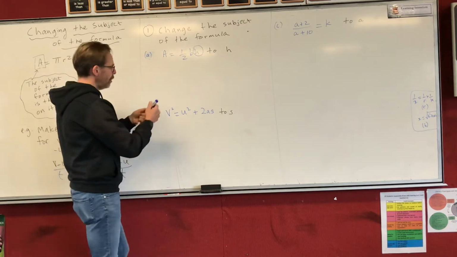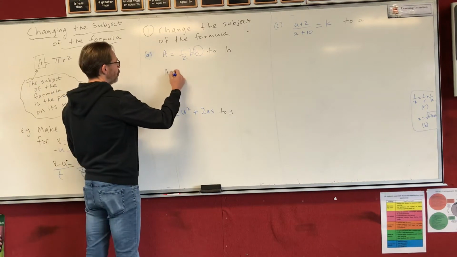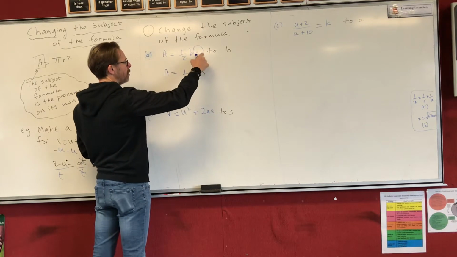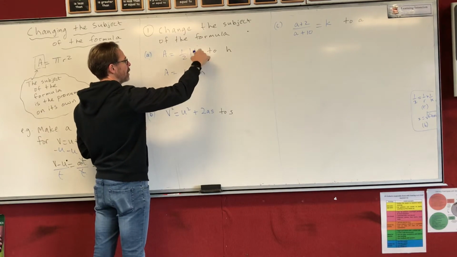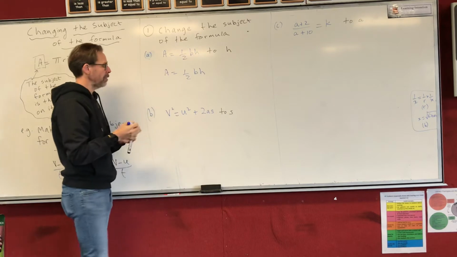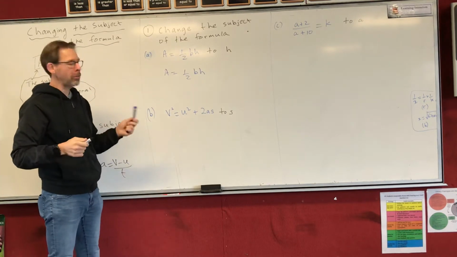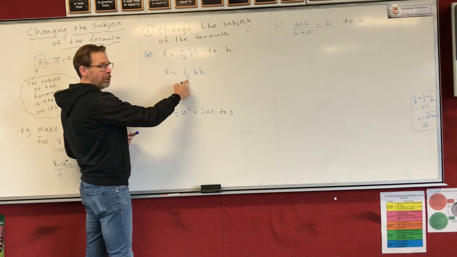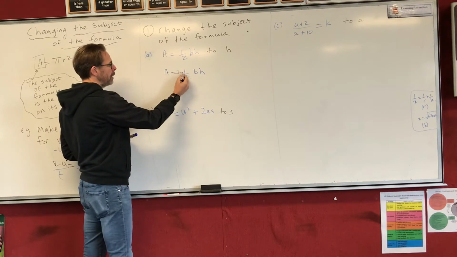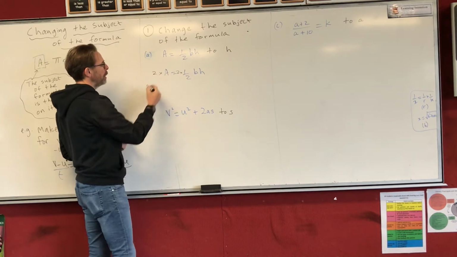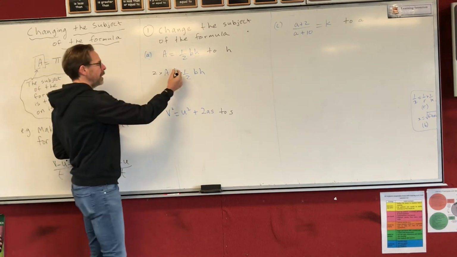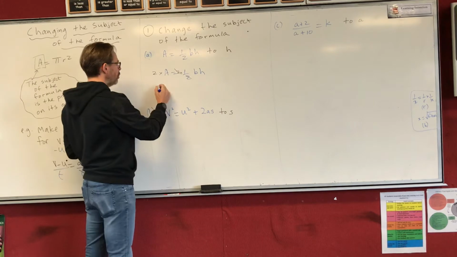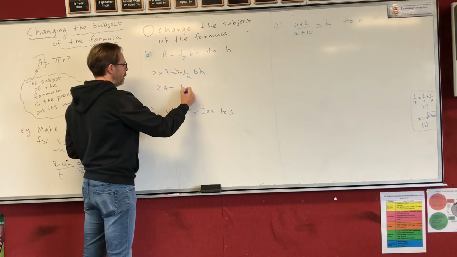Alright, now for this question, I'm just going to write it out again so I can draw on top of it. Now I've got to make the H the subject of the formula. First thing I'm going to do is get rid of the fraction. Now, to get rid of that denominator, I'm going to multiply both sides by the denominator of the fraction. That allows me to cancel the 2's there, and I get 2A equals bh.